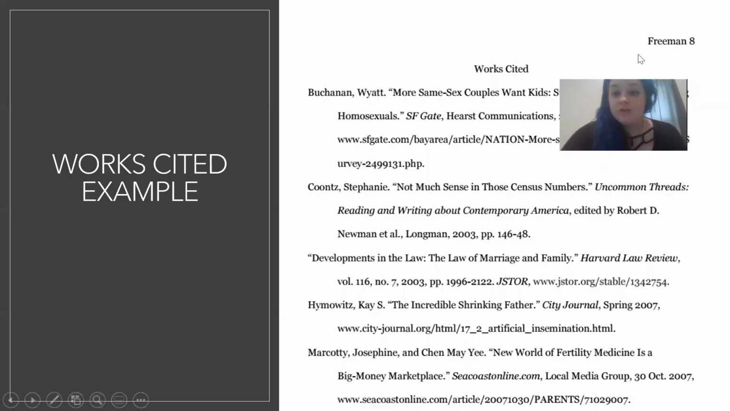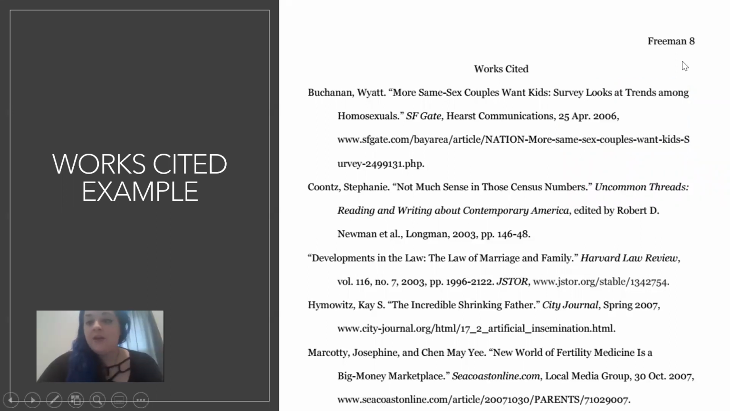So what does your works cited page look like? Here it is. A lot of times students also think that works cited pages aren't supposed to be double spaced for some reason. I don't know if that is a horrible thing taught in high school, but your works cited should be in the same format as the rest of your paper. So your paper is going to be double spaced. Your works cited should also be double spaced. Your works cited should also have your last name and the page number up here in the right-hand corner.